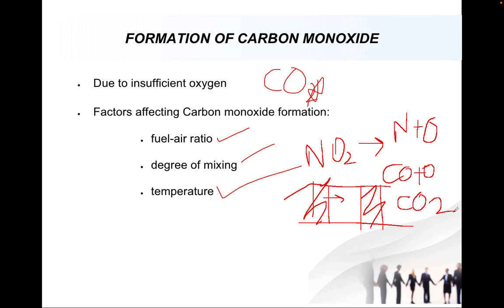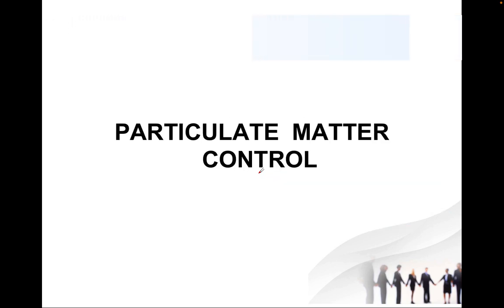We can also control the level of carbon monoxide by using different factors like the fuel air ratio, degree of mixing, temperature, and different designs of the combustion chamber of the IC engine. So likewise you can control the carbon monoxide emission.